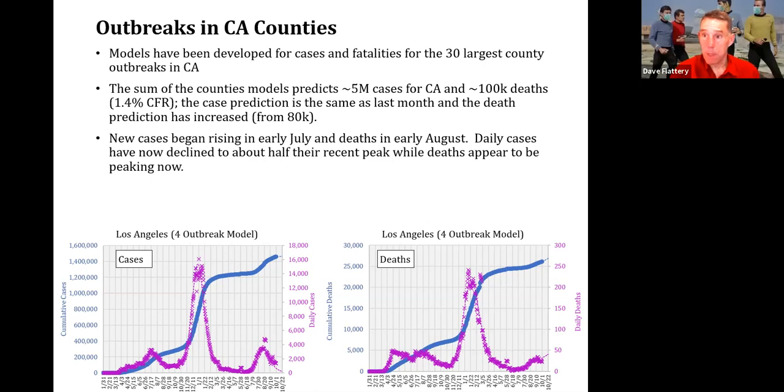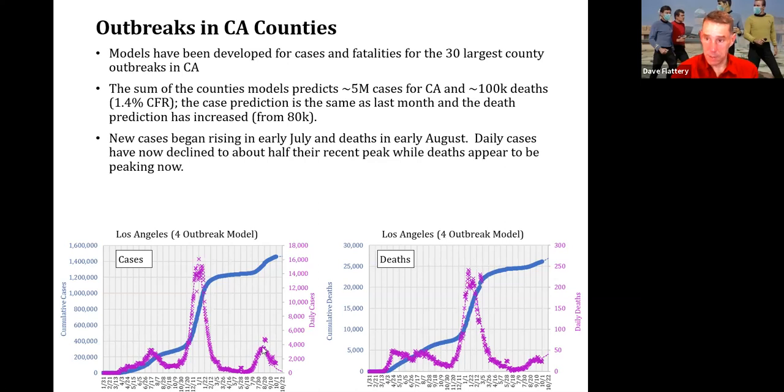Some of those predict about 5 million cases for California and about 100,000 deaths, which is about a 1.4% case fatality risk, which is similar to where it is now. The case prediction is about the same as last month, and the death prediction has gone up a little bit from 80K to 100K. The cases began rising early in July, and then deaths about a month later, so a little bit longer lag than previous outbreaks, in early August.